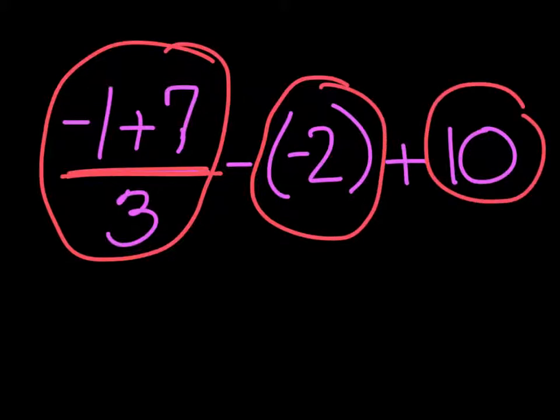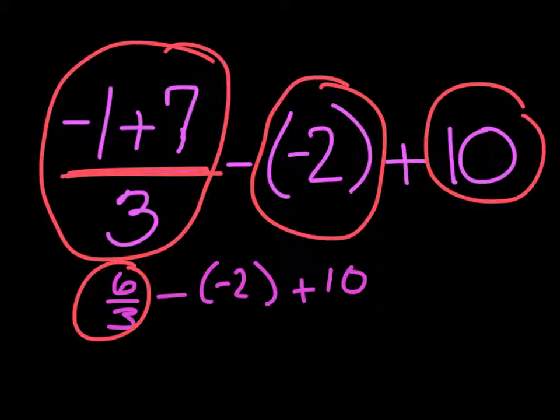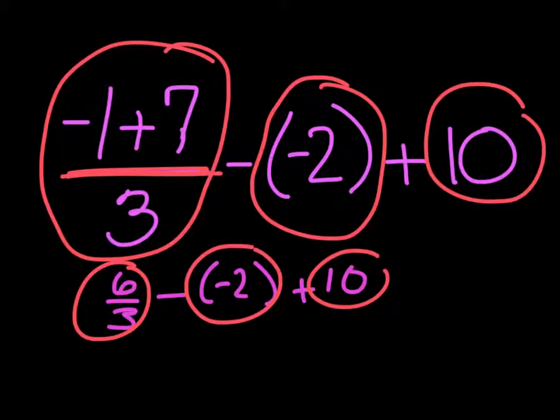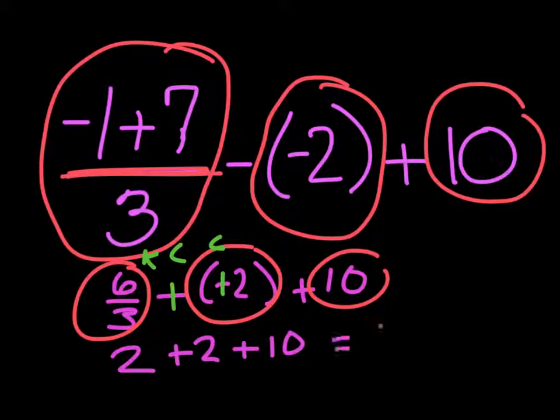So I need some work in the first part. The top, negative 1 plus 7 is 6. So that would be 6 over 3 minus negative 2 plus 10. So I still need to do these. Here are my terms. 6 divided by 3 is 2. I'm going to go here and do a minus or a plus, a positive. Remember, keep, change. So that's going to be 2 plus 2 plus 10, which is 14.